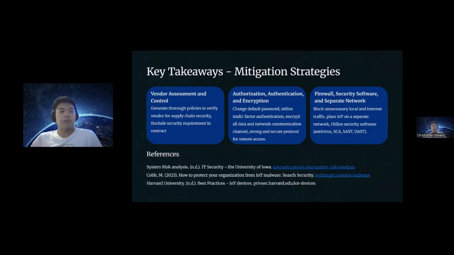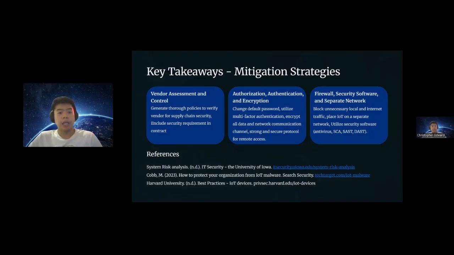To wrap up all three different assets, I have summarized the mitigation strategies to reduce overall risk across all layers. The first one is to do vendor assessment and control. We want to conduct thorough vetting of all third-party vendors and include explicit security clauses in contracts.